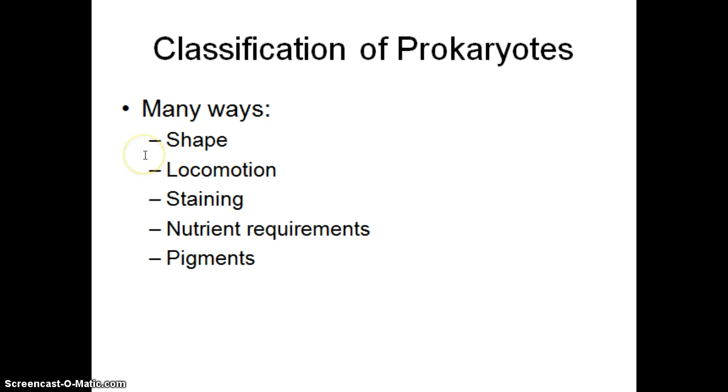So if you wanted to just go alphabetically, you could start with the L, N, P, and then 2 S's, or if you want to just do the 2 S's first, whatever is going to work for you. But those are the ways that bacteria are classified: shape, locomotion, staining, nutrient requirements, and pigments. So we're going to start off with talking about the shape.